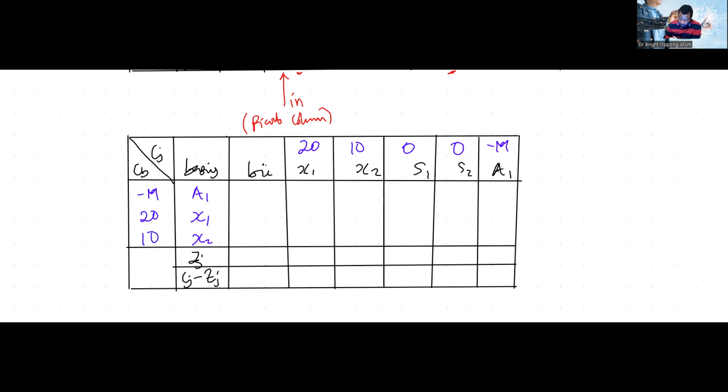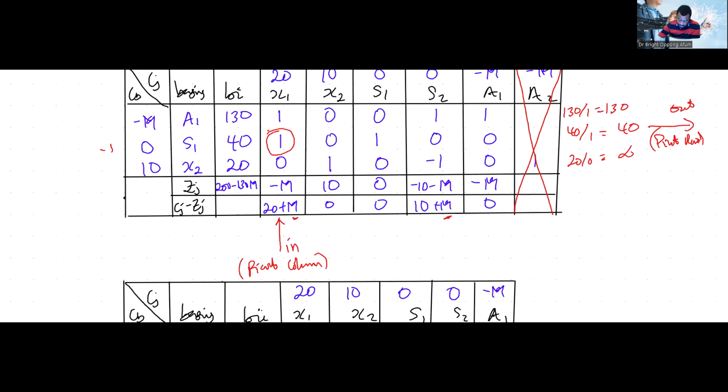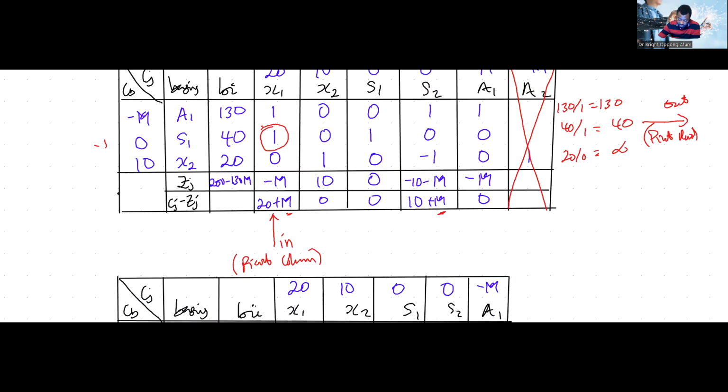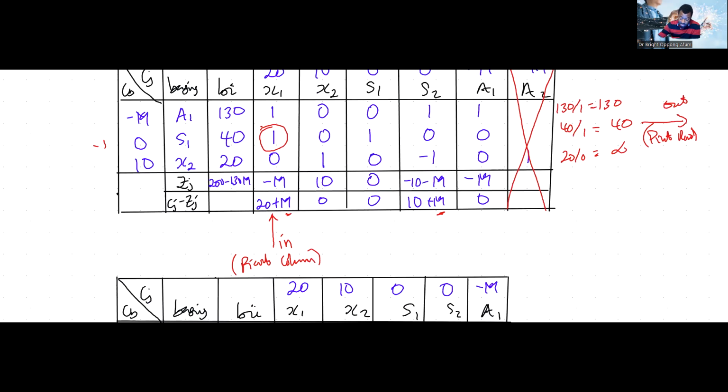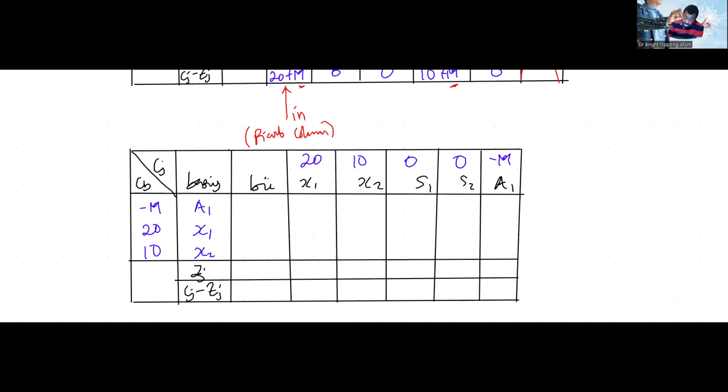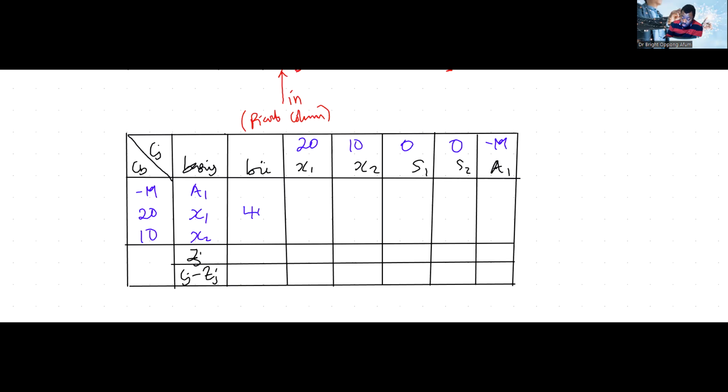So X1 is the solution variable, so that means that goes first. We divide all the numbers in the second constraint by the pivot number, which is 1. The value there remains the same, which is 40, 1, 0, 1, 0. Remember, A1 is still in solution, so there's no need to cancel this column out. When it leaves solution, then you take it out. But now it's still there, so you leave it there, right?